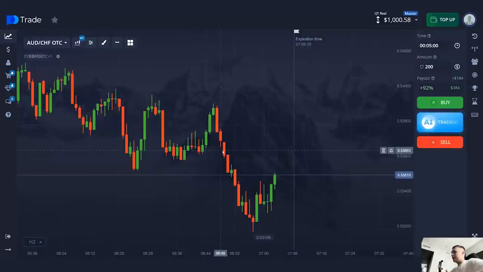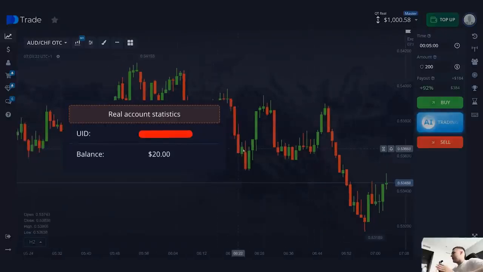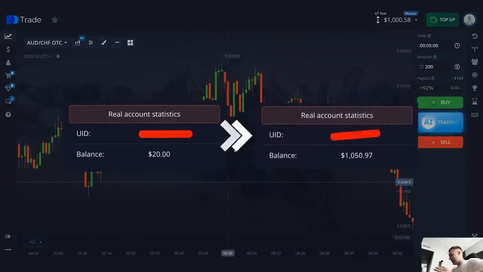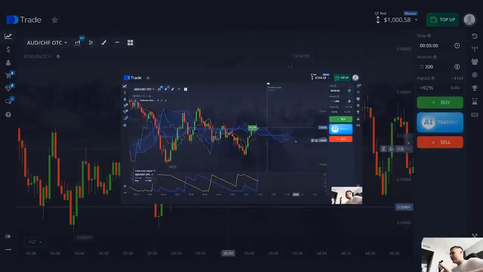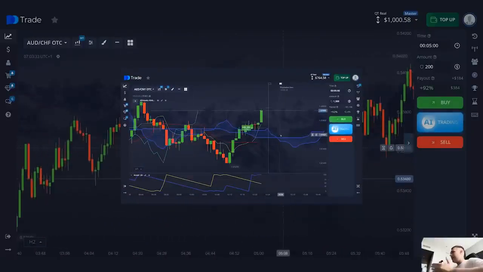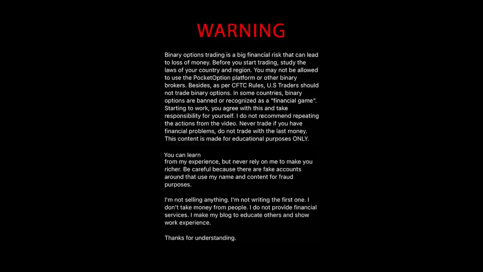Yesterday, I started trading on Pocket Option with $20 on my balance. In a couple hours, I managed to grow my account to $1,000. Now I want to try to repeat this strategy again and continue making profits. I will show you what I did, what indicators I use, and tell you the secrets that I understood.